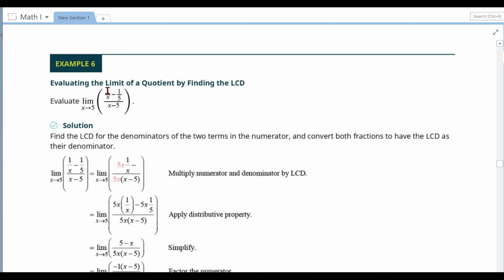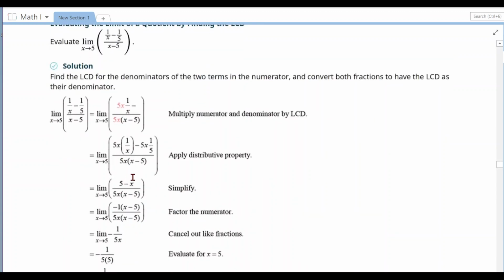In this case, for the numerator we have x and 5, so 5x will be the common denominator, so we can multiply by 5x for both the numerator and denominator. As you can see here, 5x on the top and 5x on the bottom. So 5x times 1 over x minus 5x times 1 over 5, we get 5 minus x. The x value gets cancelled here, and then this is minus x because the 5 gets cancelled. And the denominator, you have 5x times x minus 5.